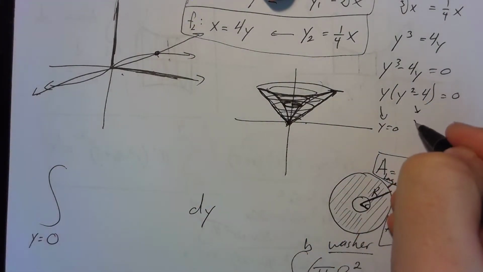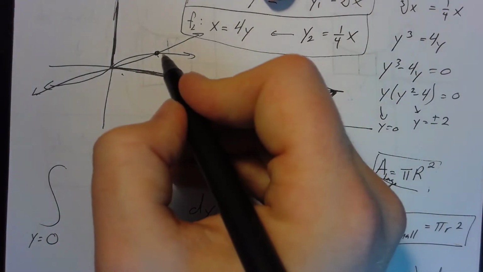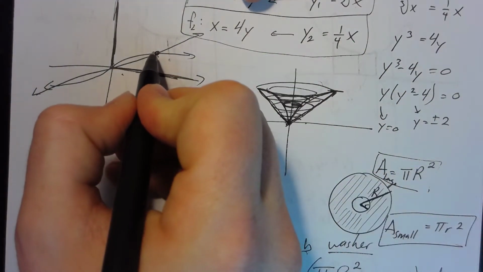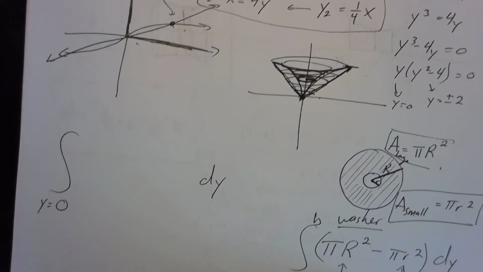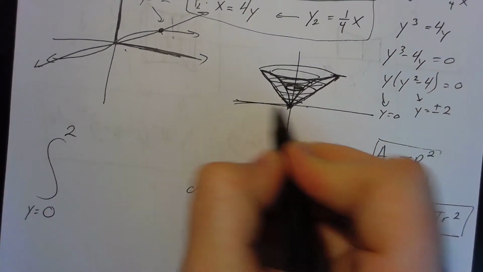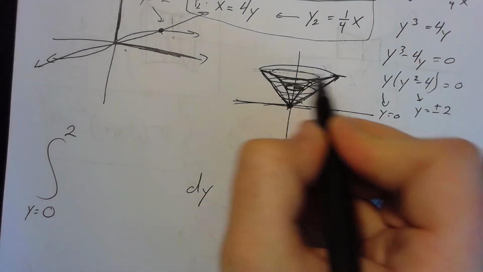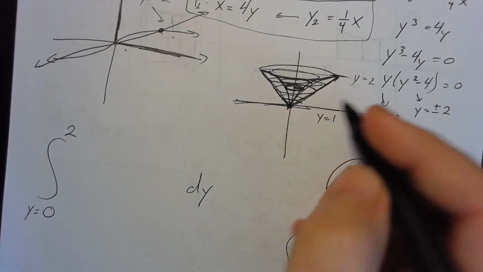And this gives me y equals positive 2 or negative 2. Knowing that I'm working in the first quadrant, that tells me that my y value right here is y equals positive 2. So that means that my upper bound is going to be 2. So again, from here, that's y equals 0, to here, that's y equals 2. So now I know what my y values are going to be.